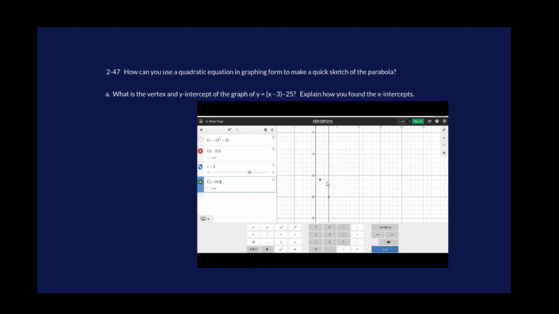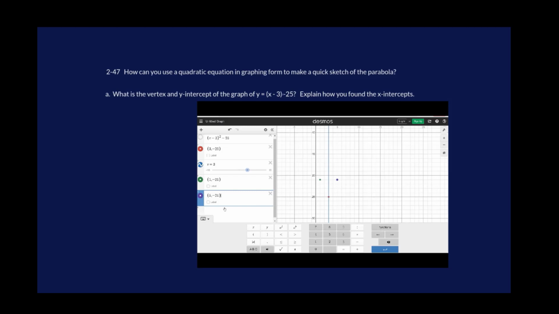Now I am 2 away from the axis of symmetry, so I'm going to go 2 to the right of the axis of symmetry, and that will be (5, negative 21). So I'm going to plot another point. 5, oops, I need to put parentheses around that. (5, negative 21). And we have another point.